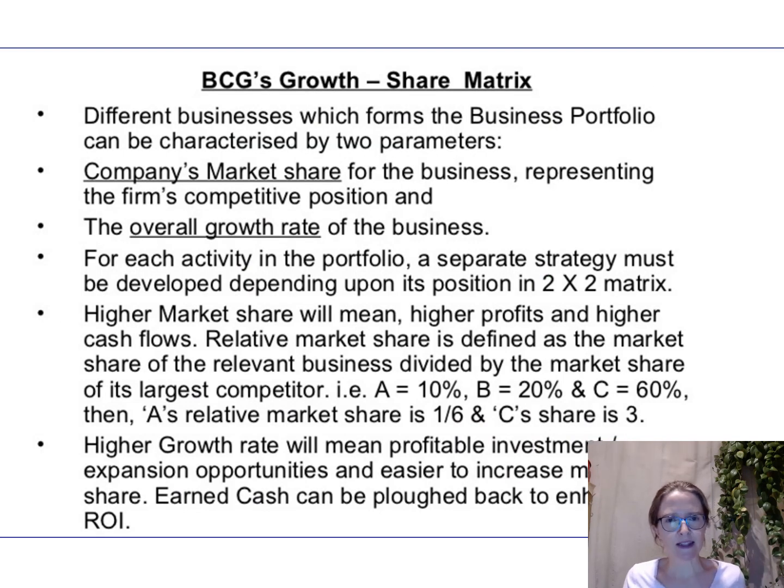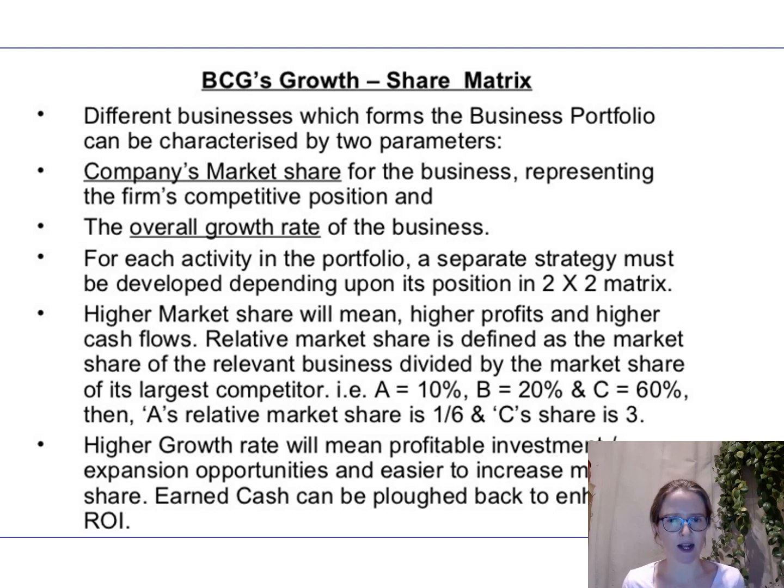This BCG growth share matrix shows that different businesses form the business portfolio and can be characterized by these two parameters. You've got the company's market share for the business, which represents the firm's competitive position, and then the overall growth rate of the business. For each activity in the portfolio, a separate strategy must be developed depending on its position in this 2x2 matrix. Higher market share will mean higher profits and higher cash flows.